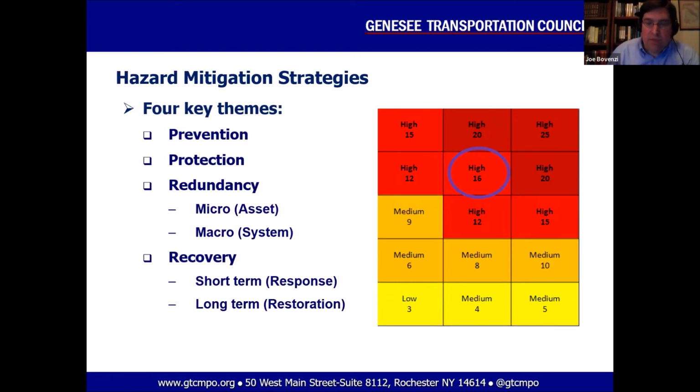And then system redundancy is when you're looking at your entire transportation system, like what I mentioned earlier about the city of Rochester and their local streets. If an asset were to be knocked out of commission, are there good detour routes? Are there other ways to divert traffic to minimize the disruption of those services?